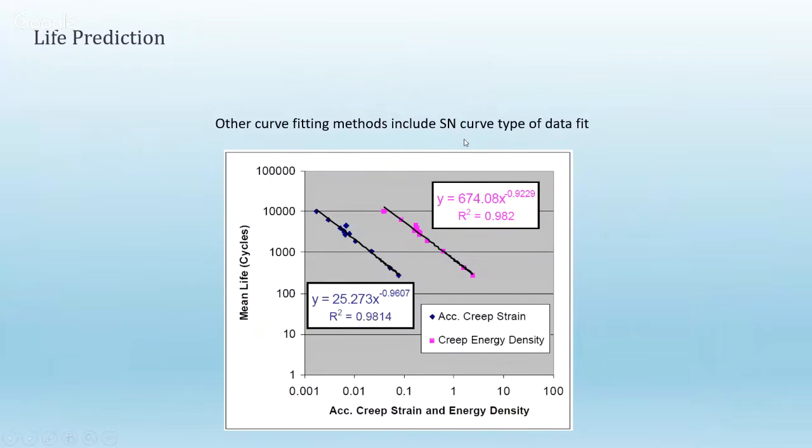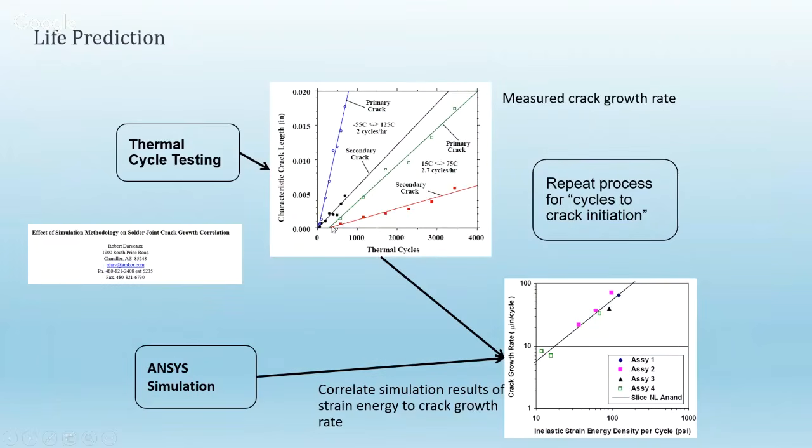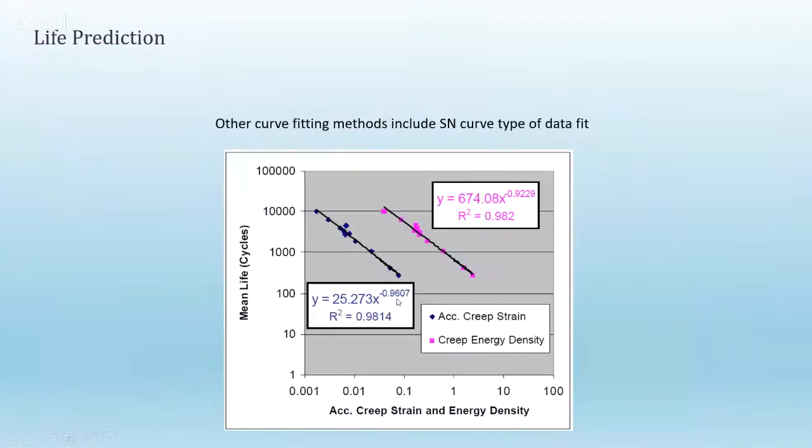So Saeed, as mentioned earlier in the Sherlock presentation, did a different type. I think this is Saeed. He could be somebody else. This person did another curve fitting where instead of cutting it open, which is very time consuming, this person just looked at the time to failure. So we have mean life in number of cycles versus accumulated energy for a couple of different accumulated creep strain and creep energy density. They all kind of fit along these lines. Once you have these coefficients, you can predict the number of cycles to failure.